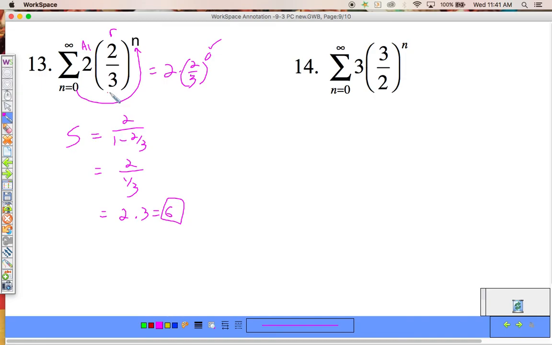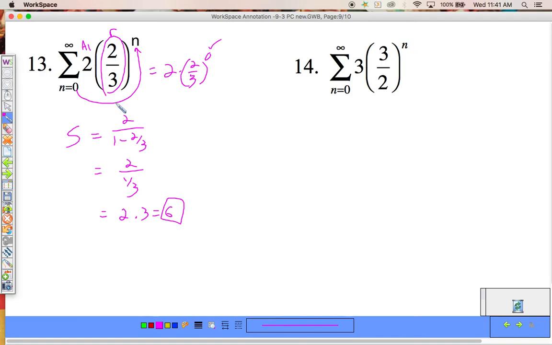My ratio fell within my standards between -1 and 1. Multiplying by 2/3 makes my numbers get smaller. So it's good. So if I find the sum from n equals 0 to infinity of 2 times (2/3) to the nth, I'm going to get an answer of 6.